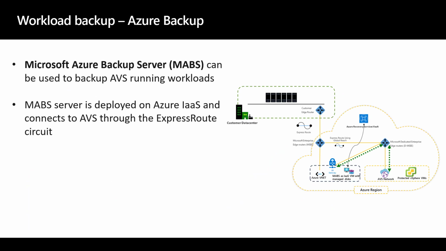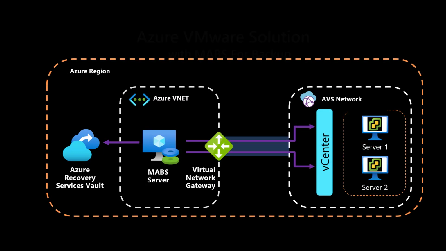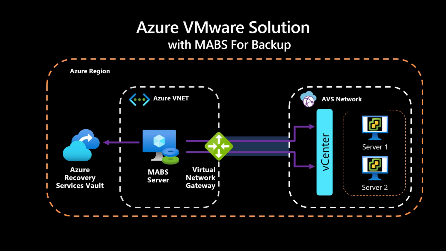In terms of data protection, Azure Backup is another common integration. Microsoft Azure Backup Server, or MABS for short, can be used to back up AVS running workloads. MABS Server is deployed on an Azure IaaS VM and it connects to AVS through the ExpressRoute circuit for the SDDC. This is a quick high-level overview of what the architecture looks like.